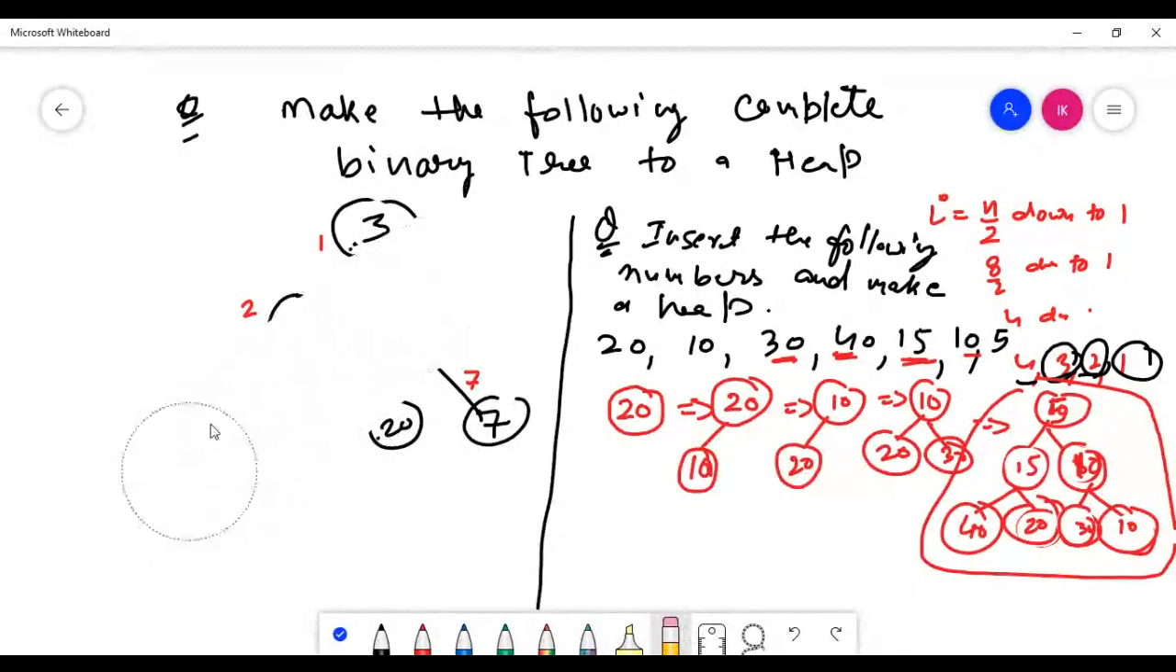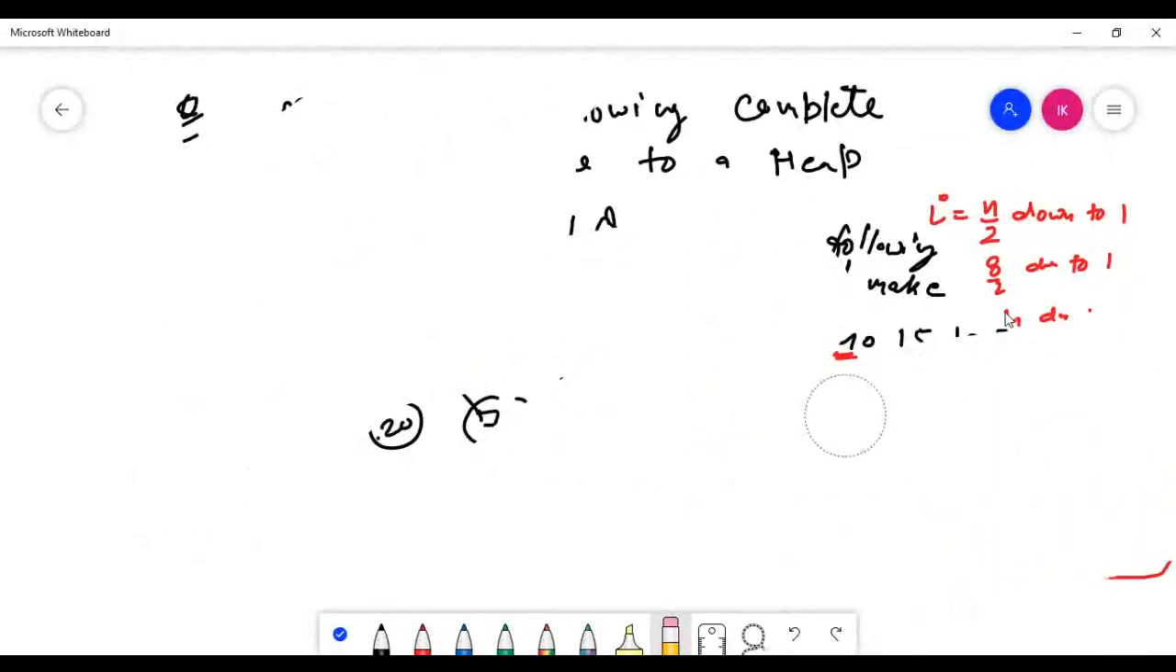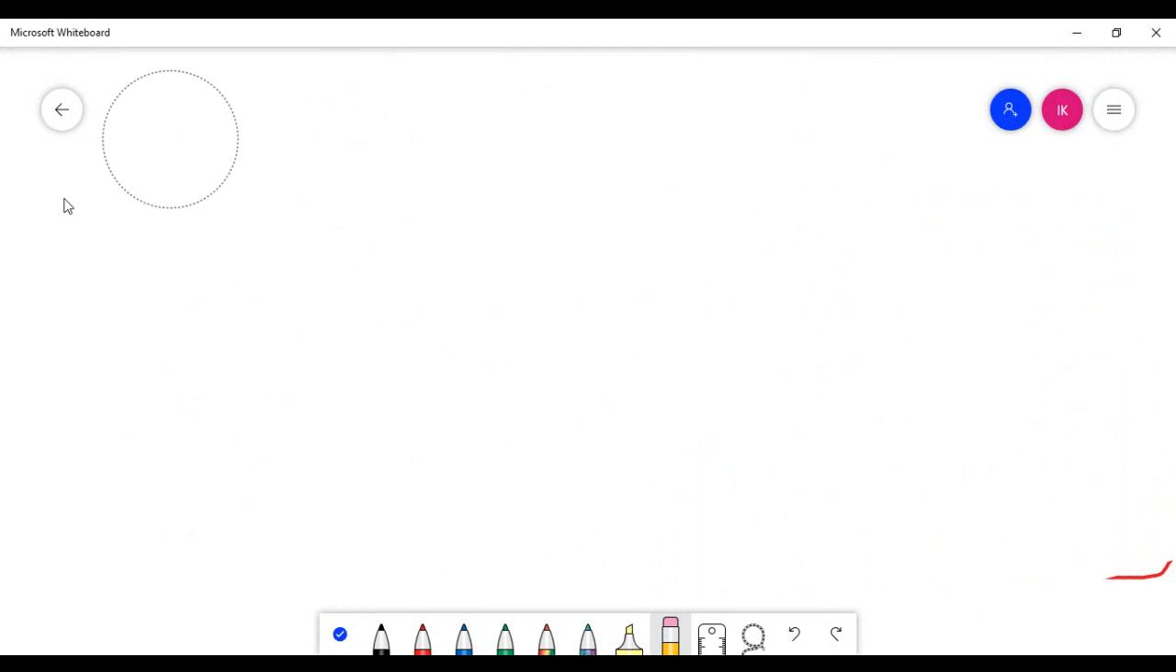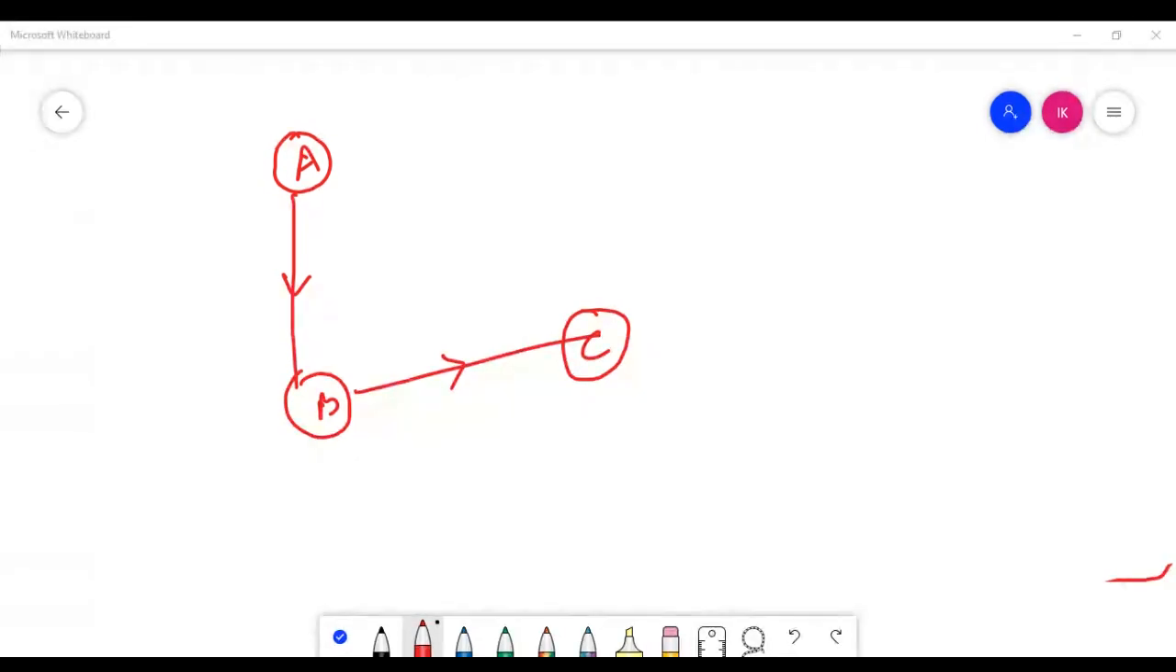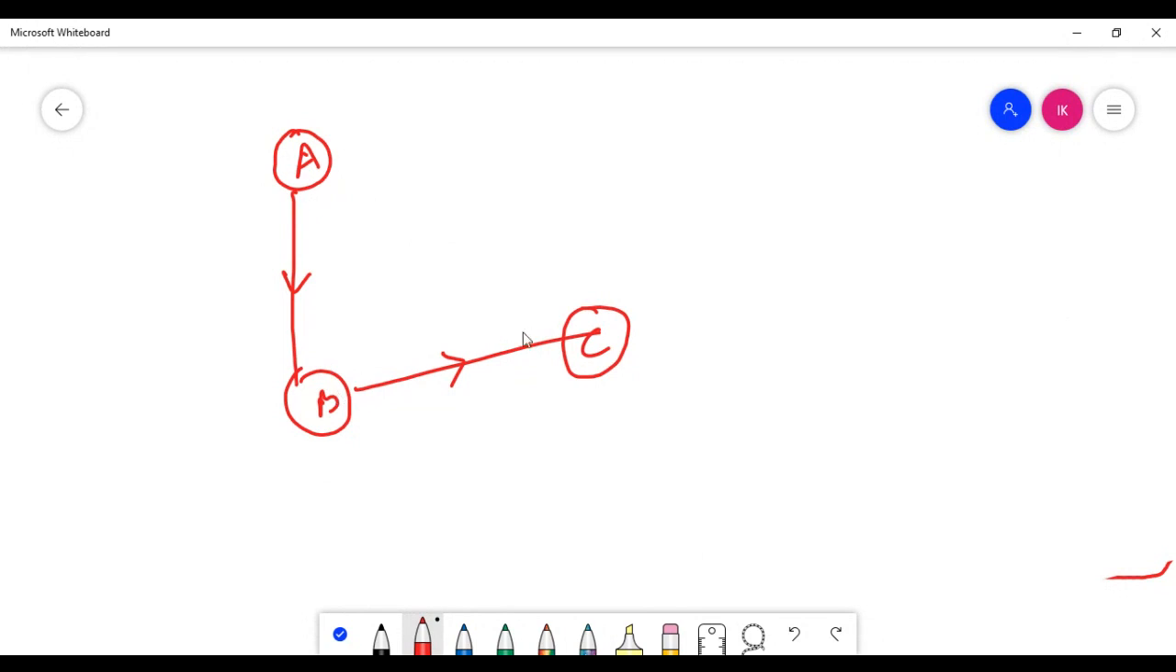See, somebody is asking about an example. See the example. Suppose any graph is there. For example, this: A, B, C. Okay, A to B, B to C. Is this a complete graph? What do you say? Everybody is saying no. Correct, because from every node I cannot go to every node.